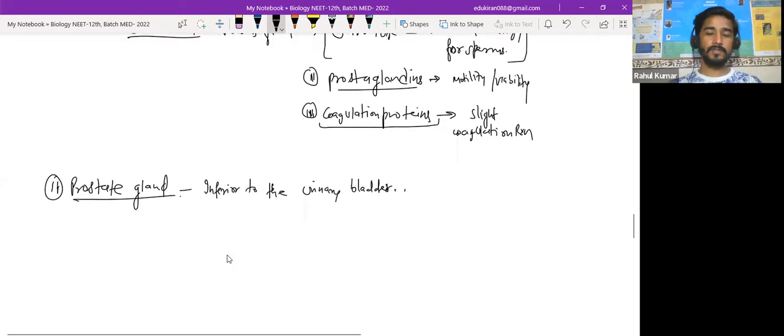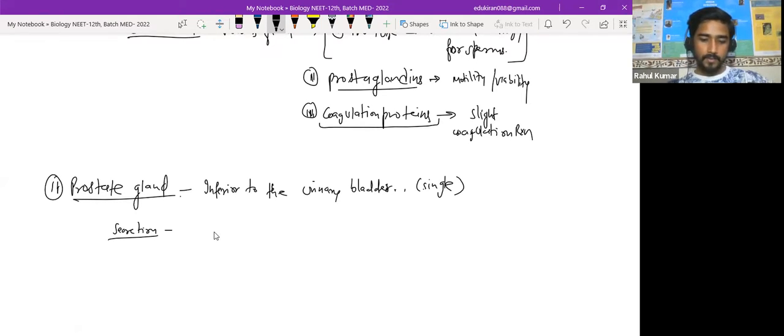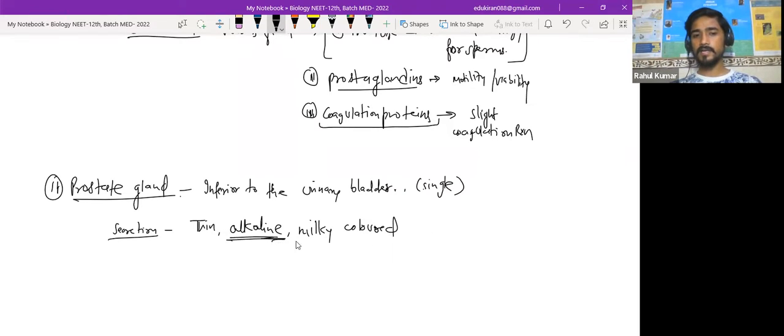Its secretion is important, as for every gland. Write down, it secretes a thin, alkaline, and milky colored fluid. Milky colored. So it's not as viscous as that of the seminal vesicles. It is thin, it's alkaline. The most important part is this, that it's alkaline and it's milky colored fluid.